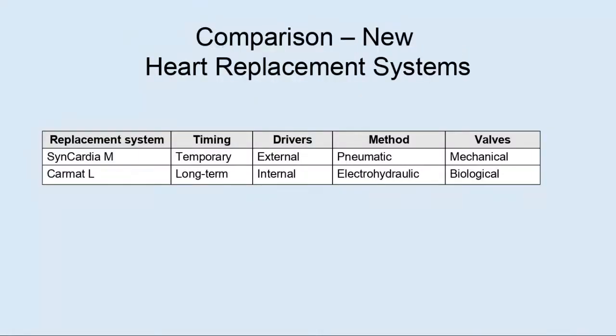since hearts to transplant are not that easy to find. So let's compare the Syncardia and the Carmat artificial hearts. The Syncardia, which is device value M, is temporary, with external drivers, so the mechanism is external to the body. Air is used and the valves are mechanical. The Carmat is long-term, and that's value L. The drivers themselves are internal, although there's a pocket for battery and such outside the body. It uses electricity and fluid, and the valves are biological material. So 2 different kinds of heart replacement systems.